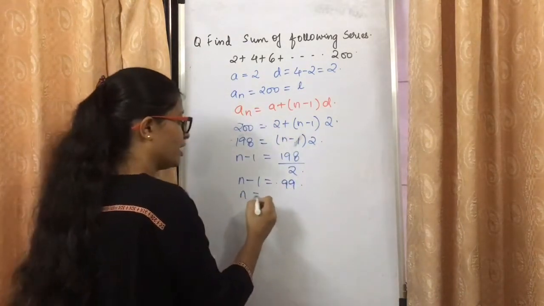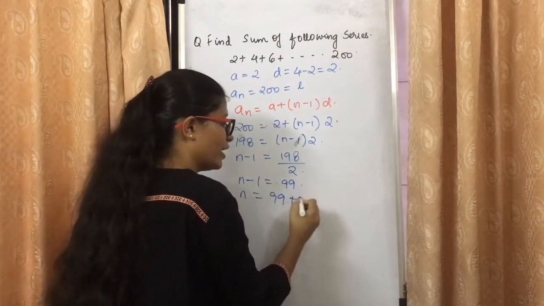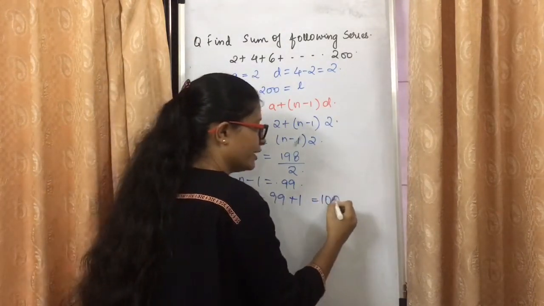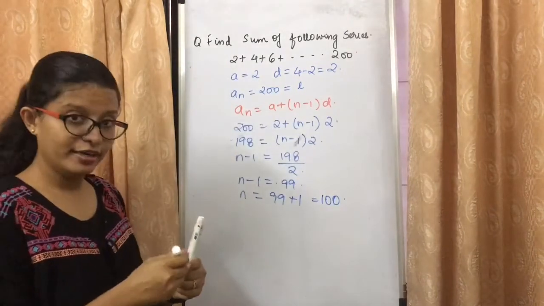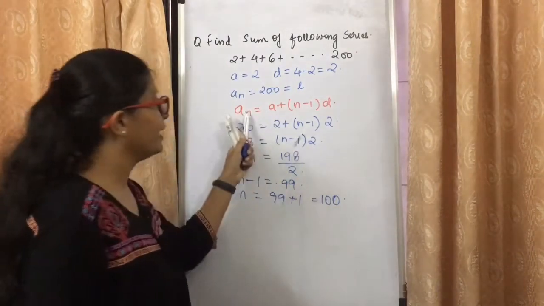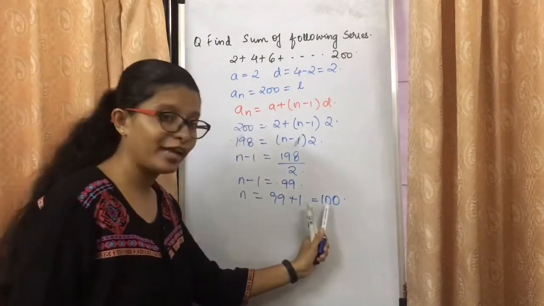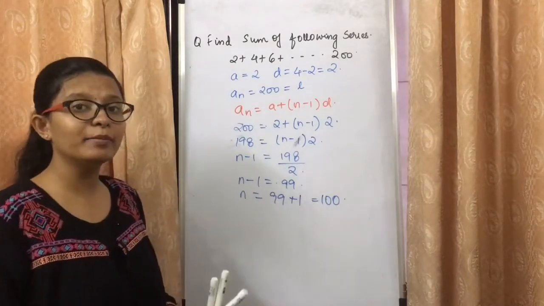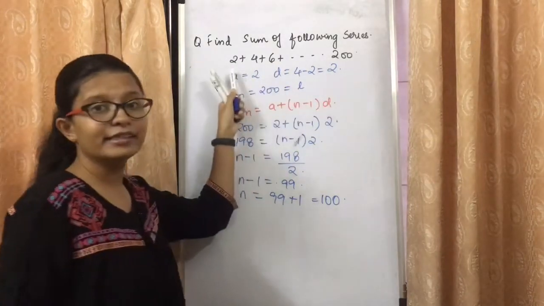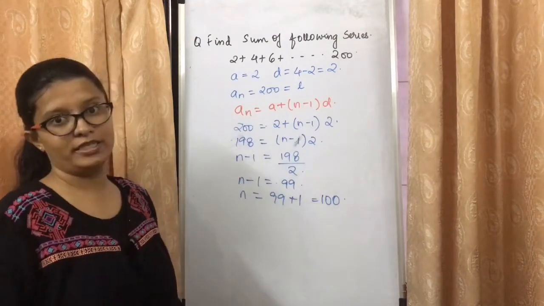So, the value for n comes out to be 99 plus 1, you will get as 100. So यहाँ से हमको क्या मिला? nth term का formula use करके हमको क्या मिला? हमको n मिला. N is nothing but how many terms are there in the given series? There are 100 terms in the given series.